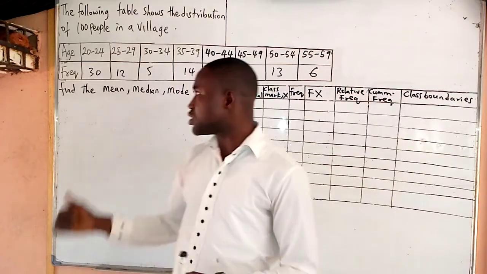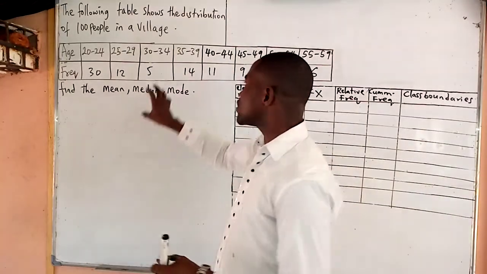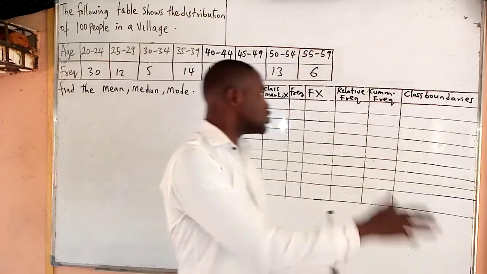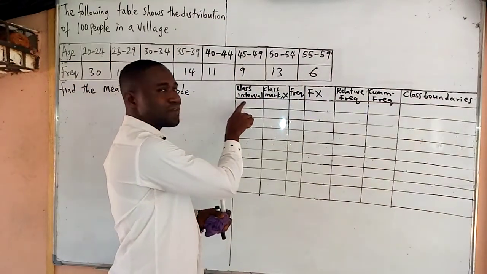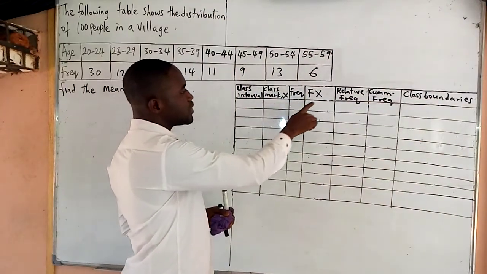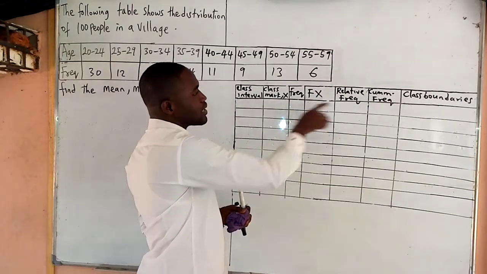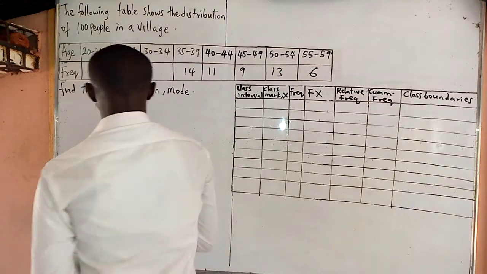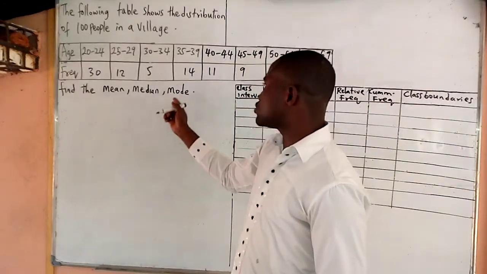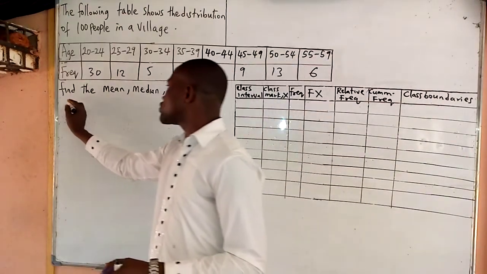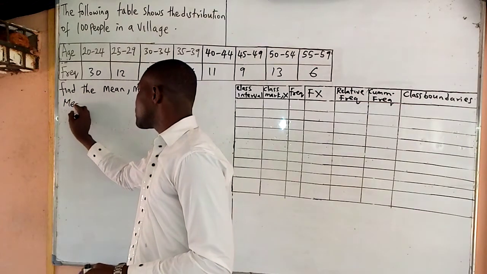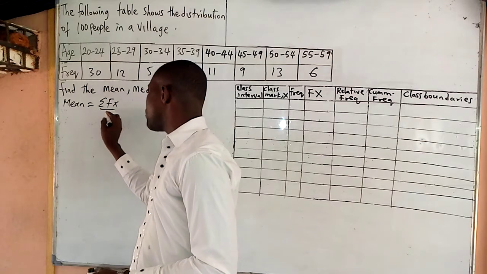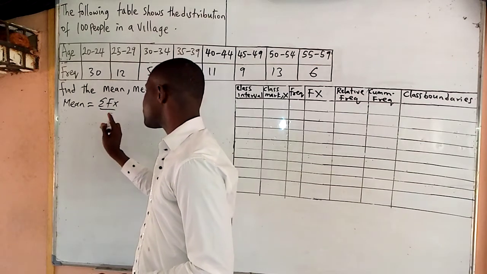Let's go to the question. Before you solve questions on measures of central tendency under group data, you must know this table: class interval, class mark, frequency, frequency times class mark, relative frequency, cumulative frequency, and class boundaries. Now, how do you go about solving this? First of all, you must know the formula for mean. Mean equals summation of fx all over summation of f.